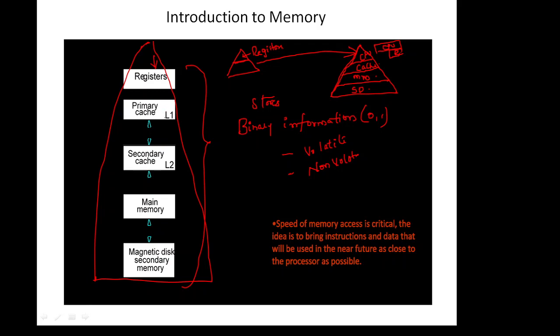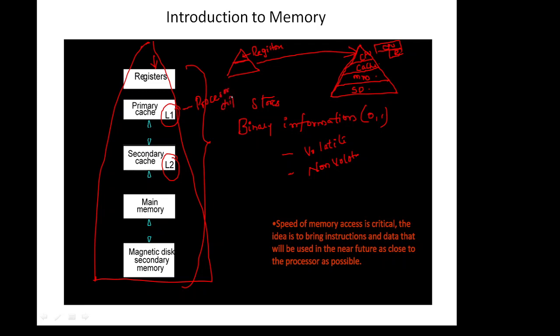Next one is the cache. In the cache, you will have L1 cache and L2 cache. When we talk about this L1 cache, it is located on the processor chip only.